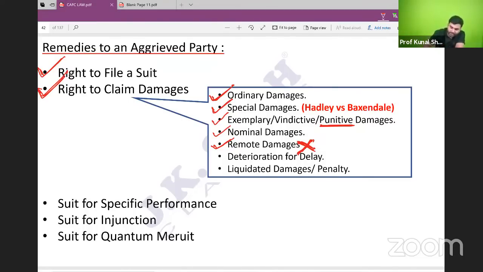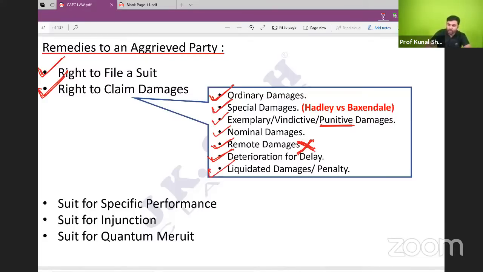Next, deterioration for delay. Whenever there is a fixed time under which a delivery of goods has to be done, and the delivery is not done during that time, there is some delay. And due to this delay, if the goods get spoiled, then the transport company will have to pay some damages. That is called deterioration for delay.